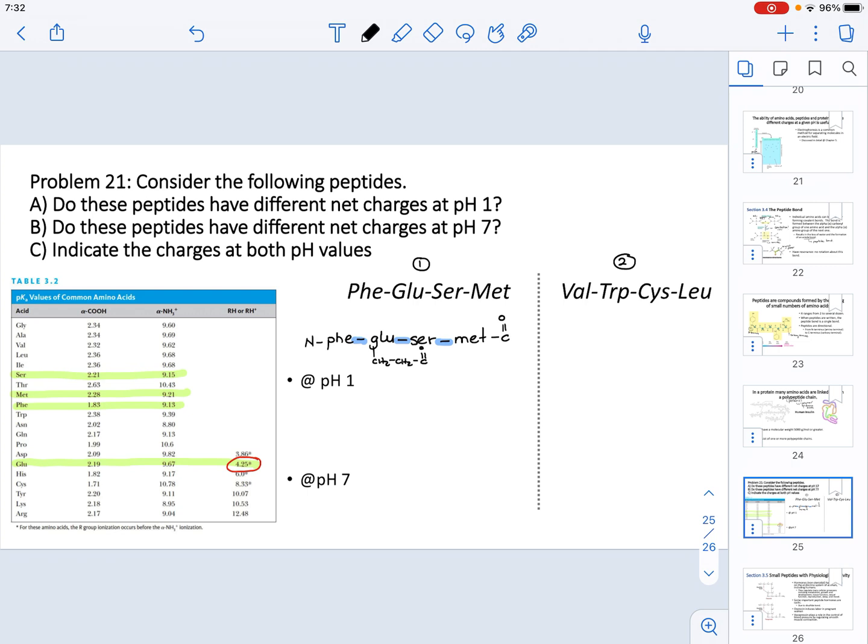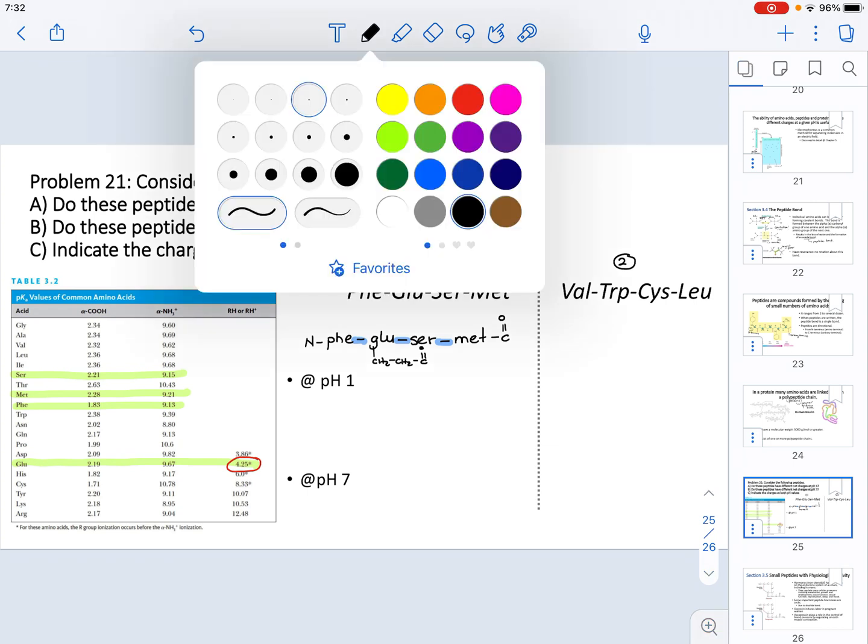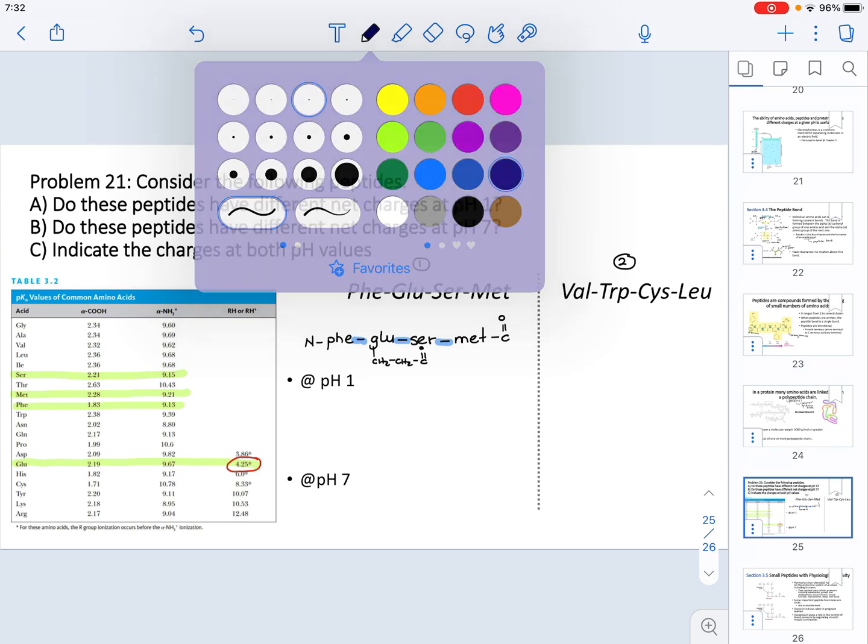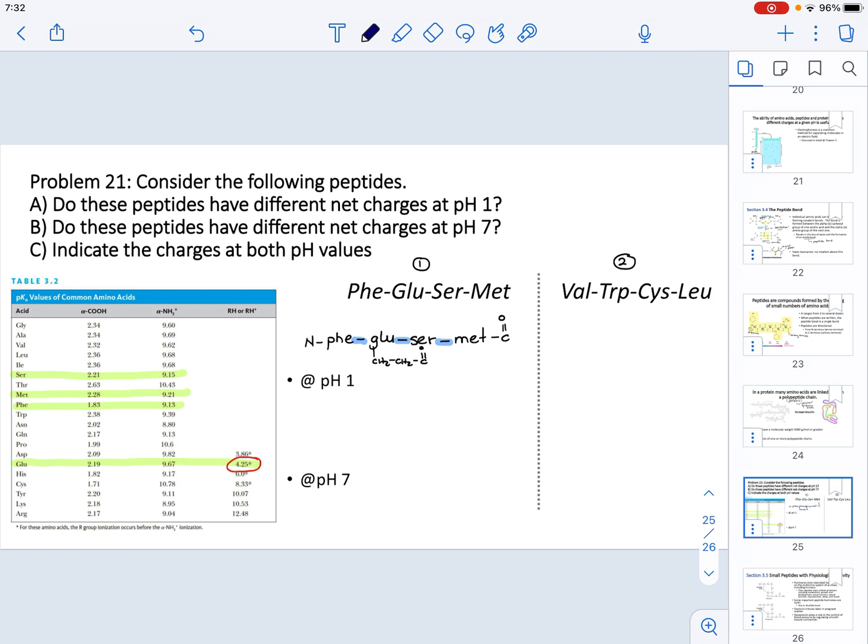So in the next step, I need to look at my values for the functional groups that are exposed. Since the nitrogen in the phenylalanine is exposed, I'm going to look at the pKa value for my amino group on my phenylalanine. I'm going to look at the side chain for my glutamic acid, and I'm also going to look at the carboxy terminus of my methionine.